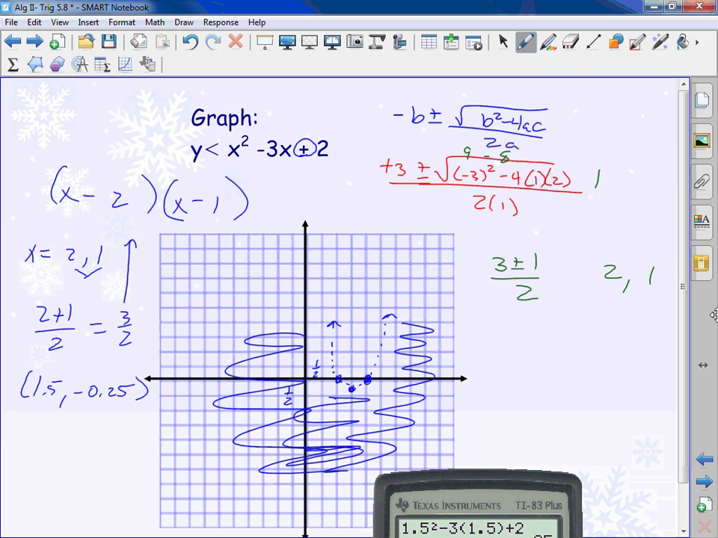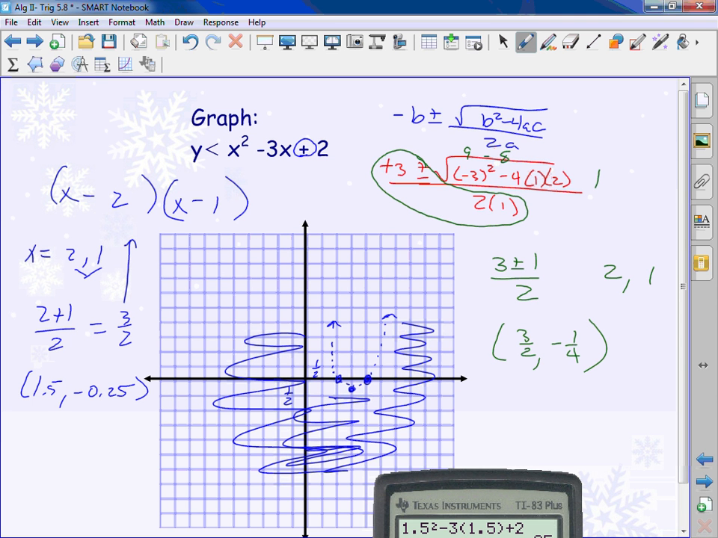Someone remembered how to find the AOS. AOS is just the negative b over 2a. So I know it's 3 over 2. Now you take 3 over 2, put it into the problem, and you're still going to get negative 1/4. Either way you want to solve it, it doesn't matter which way. Whichever way is better for you.